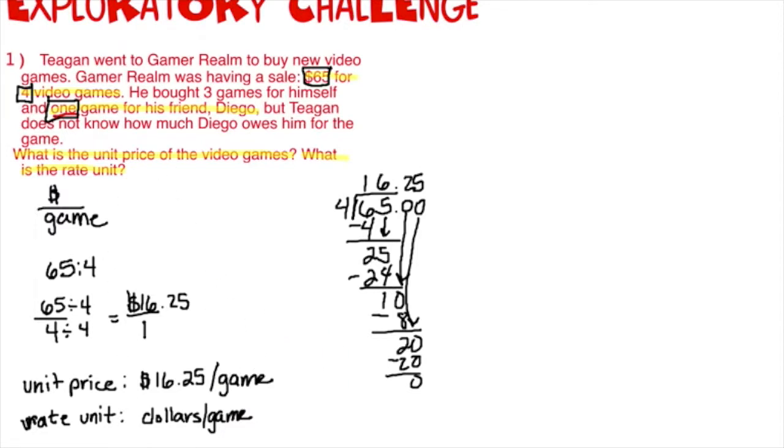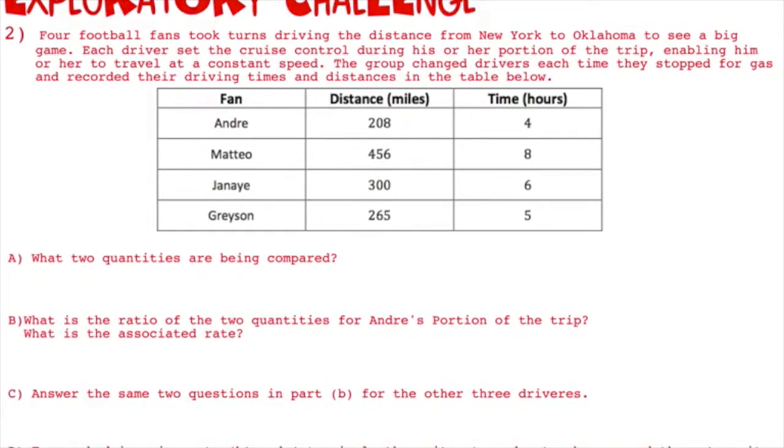All right, so let's go on to the next one. I want you to stop, pause, and highlight the important information and box the important numbers, and when you come back, we'll check over what you did.